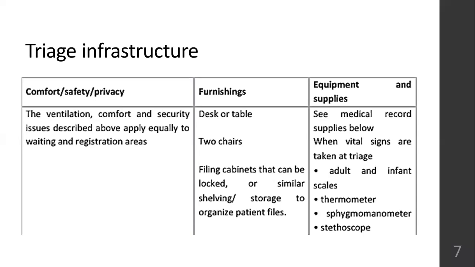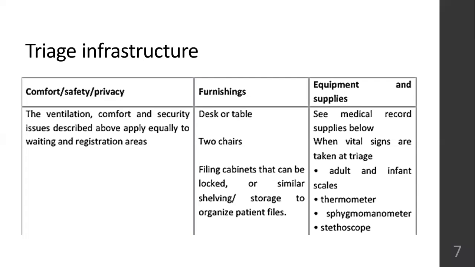Then triage infrastructure. Look for comfort, safety, and privacy. The ventilation, comfort, and security issues have to be looked after always. There should be no instance where an accidental disclosure of a patient's name takes place. Desk, two chairs, and cabinets which can be locked as well.